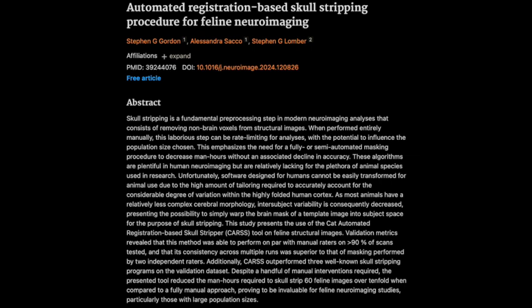It highlights just how complex skull stripping can be, even for advanced technology. But the good news is, even in those cases, the corrections needed were relatively minor. So CARS still saves researchers a ton of time, even with those minor adjustments. Absolutely.